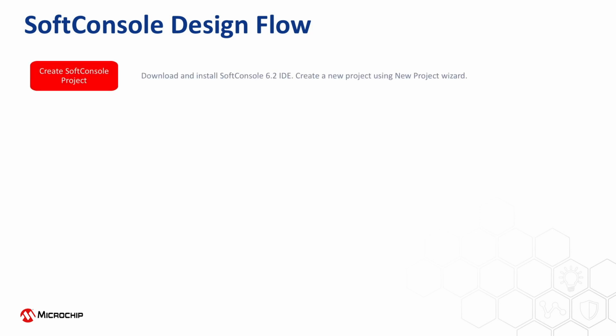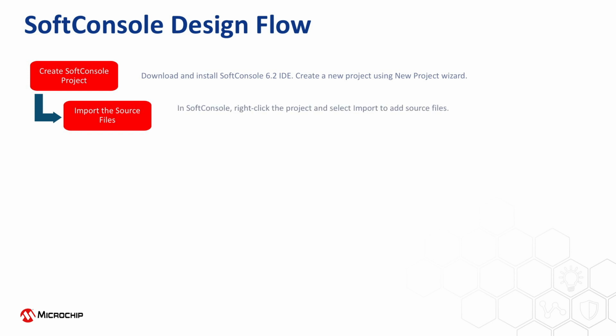Step 1. Download and install SoftConsole IDE from the Microchip website, and launch it by double-clicking the SoftConsole icon on the desktop or download location. If prompted, create a new workspace and a new project. While SoftConsole is running, right-click the project icon and select Import to add the application source files. You have the option to import your application source file or use the example application programs in our firmware catalog.